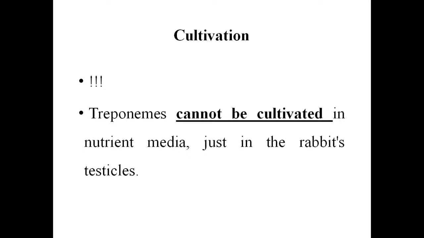The next one, cultivation or cultural properties. I want to draw your attention that Treponemas can't be cultivated in nutrient media. No media is used, not simple media, not special media. We can cultivate it just in the rabbit's testicles, not in all animals, not in any organ, just in the rabbit's testicles.